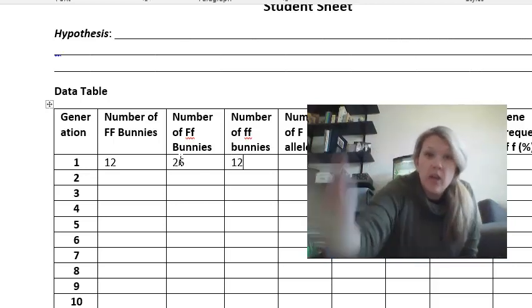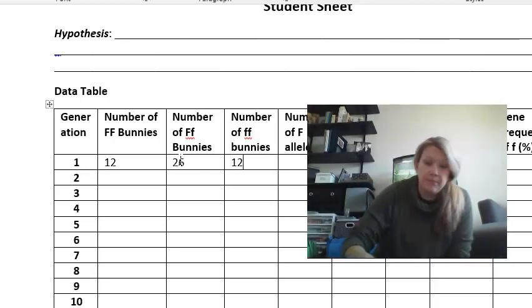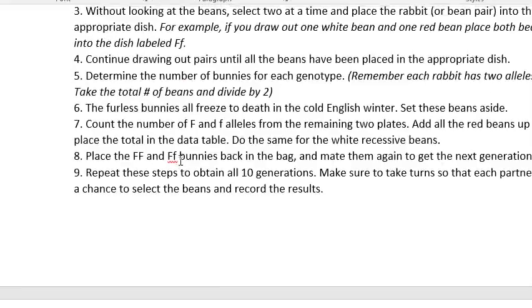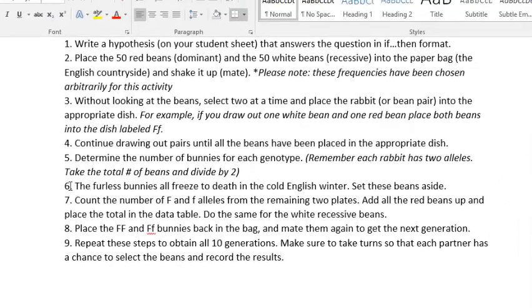And I have 12 furless bunnies, okay? Now let's go back up here and read the directions. So I need number 6. So I'm ready for number 6. It says the furless bunnies all freeze to death in the cold English winter. So we're going to set these beans aside.